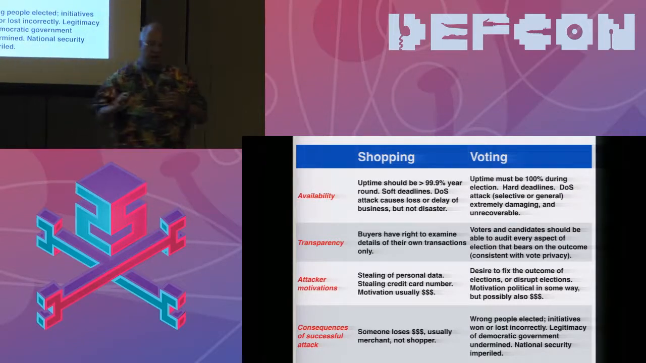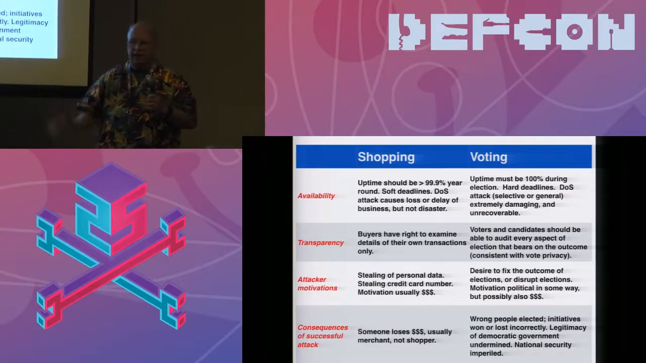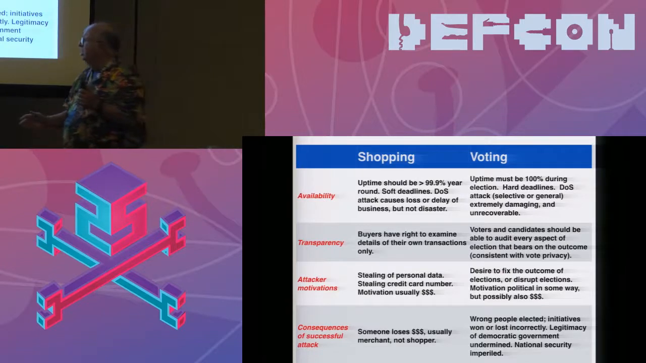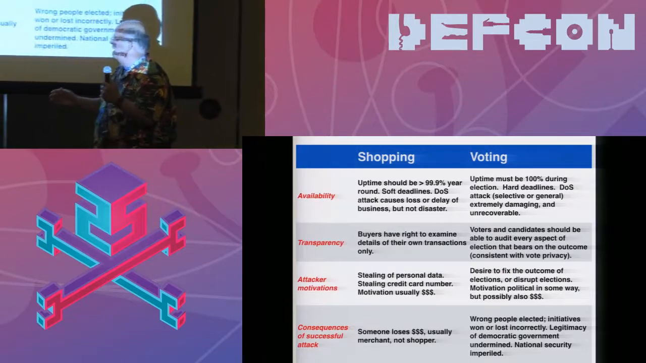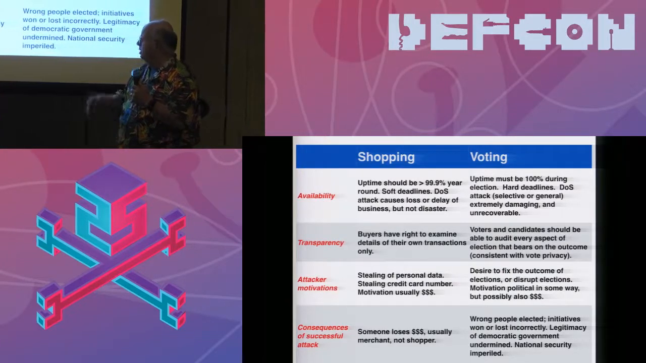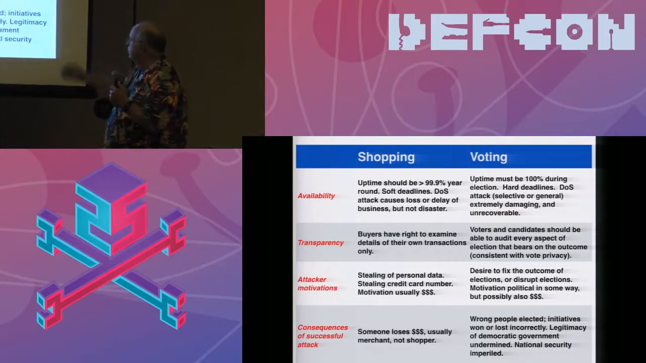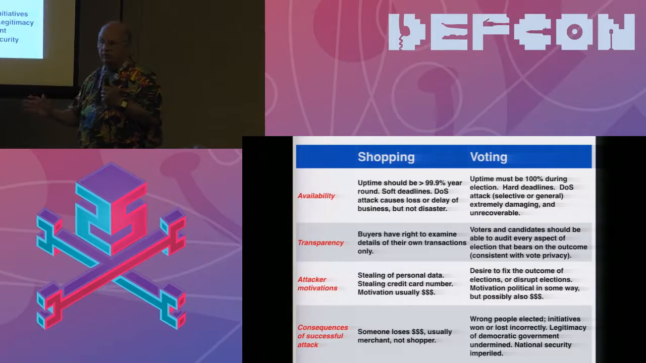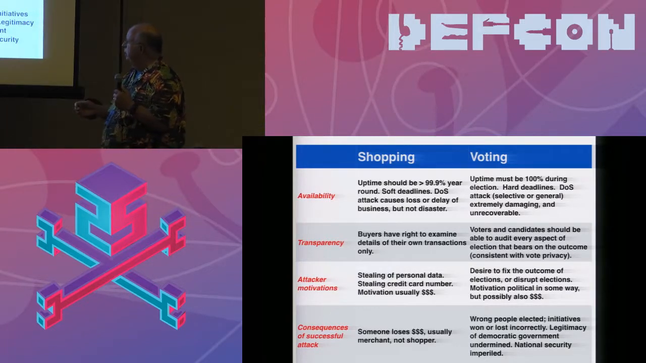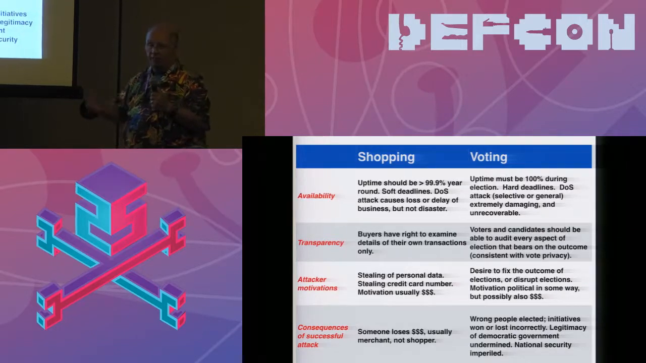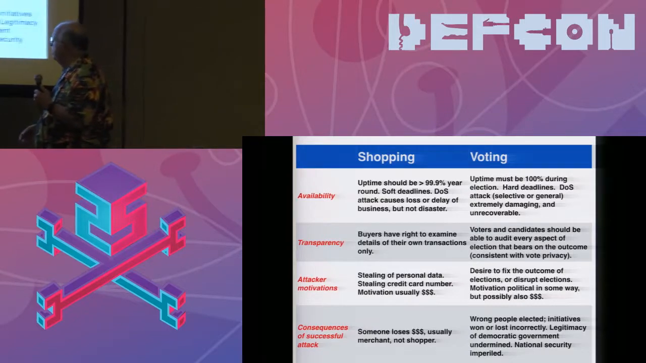The motivations of attackers are completely different, too. People who attack Amazon transactions are usually motivated by money. They're trying to steal your personal data. They're trying to steal your credit card number. But in the voting world, the desire is almost always political. They're trying to fix the outcome of the election, or they're trying to disrupt the election. They may also be making money doing that if they are fixing the election on behalf of somebody else who's paying them.